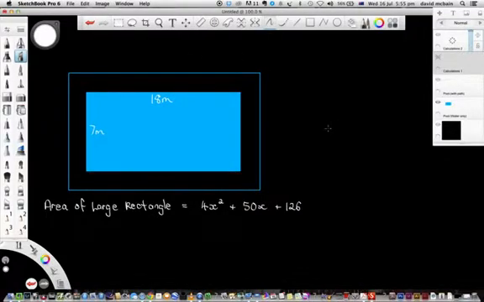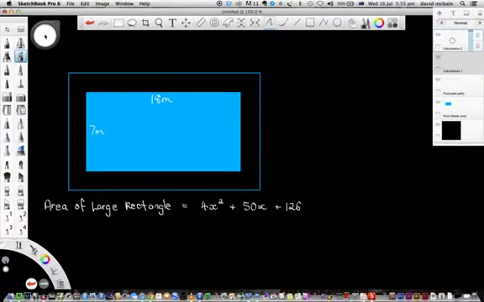Okay, welcome back. We're now going to look at working out the final expression for the whole path around this swimming pool. If you remember, in our last video, we worked out an expression for the outer rectangle, the area of the entire large rectangle, that's everything in here, and we came to the conclusion that the area of the large rectangle was 4x squared plus 50x plus 126. Well, now let's work out the area of the water itself, just the inner part.